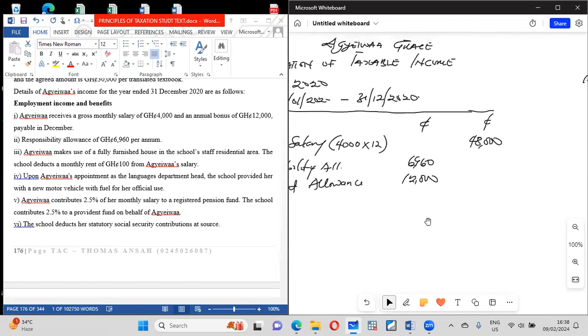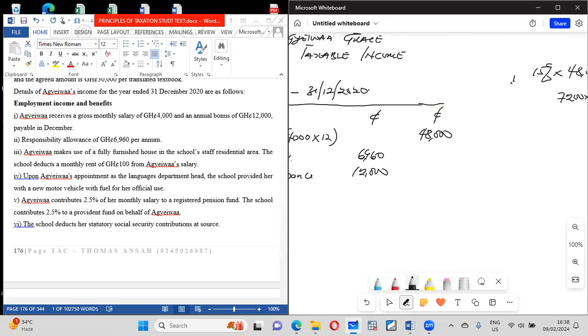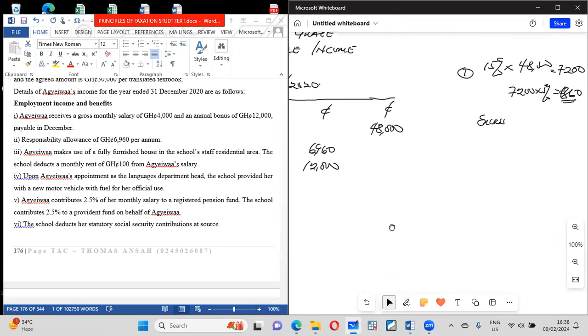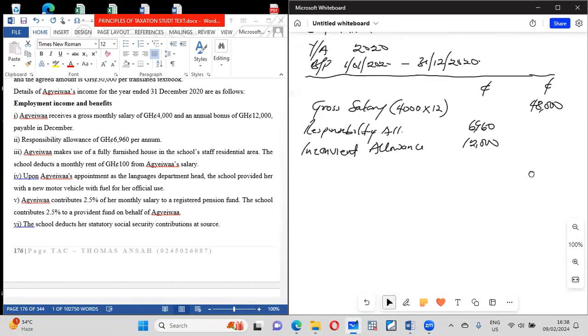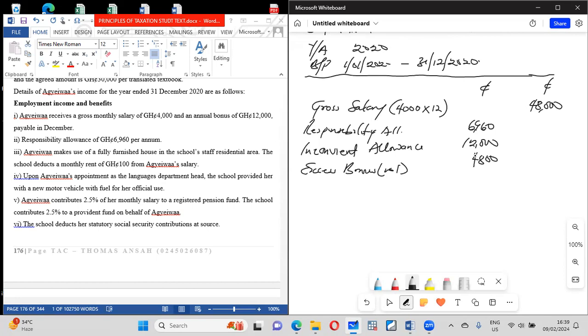So if this is my workings one, I will say excess is what? 12,000 minus 7,200 gives me 4,800. So this is workings one. So I'll reference my examiner to the excess bonus, to workings one, and I will add the 4,800. So you have to be very, very careful about that.